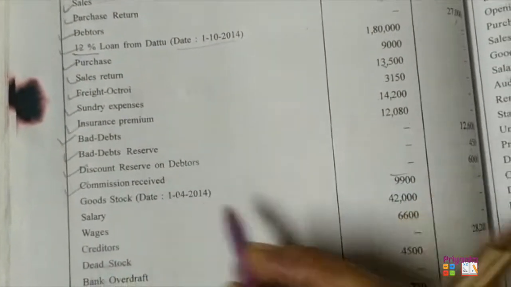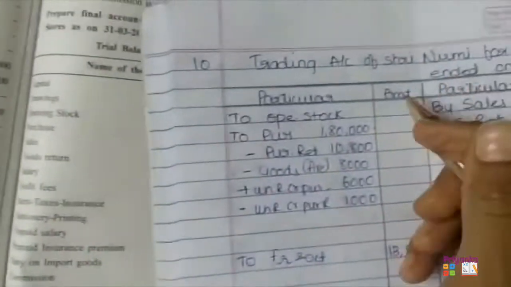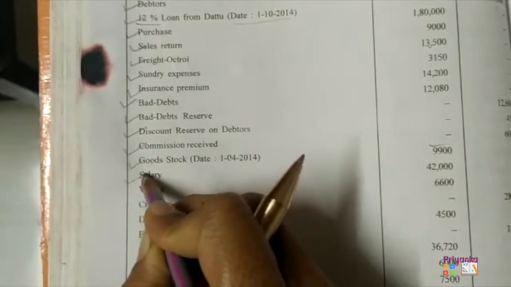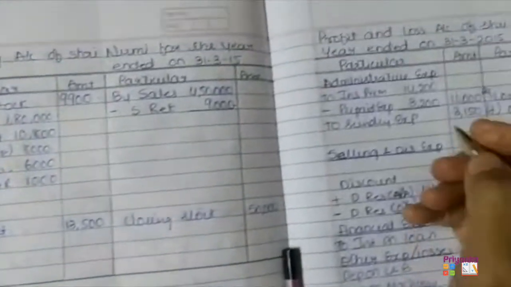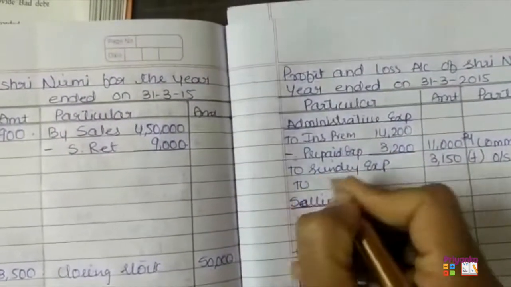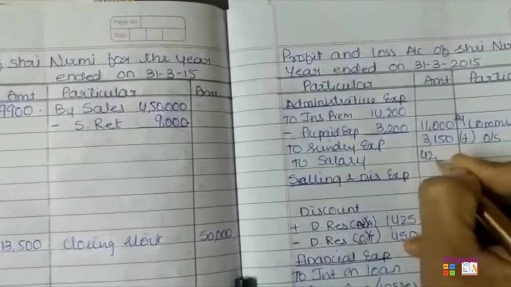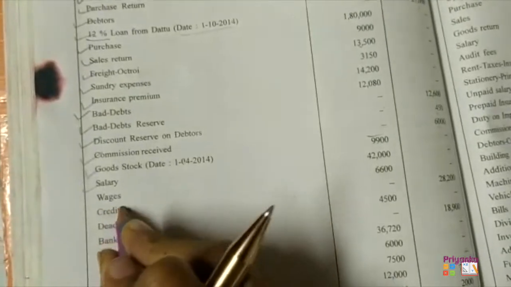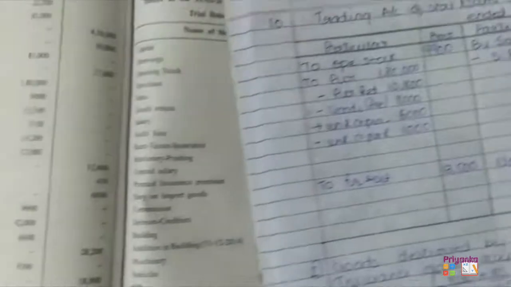Here is the goods stock on 1st April 2014, 9,900, that is the opening stock. So here 9,900 for the opening stock. Next, salary, 42,000, which will come in the profit and loss account debit side in the administrative expense, to salary 42,000. Next, wages, which is given 6,600, comes in the trading account.